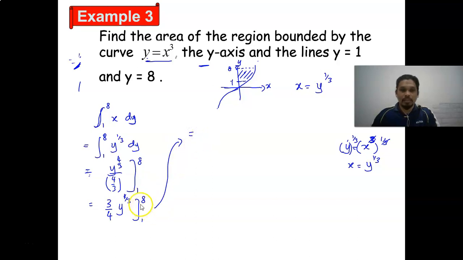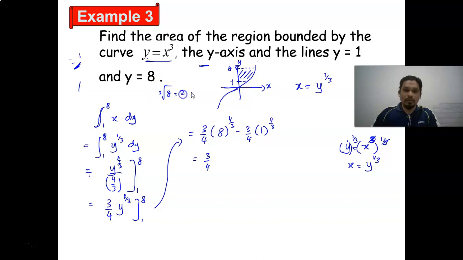So now equal to, substitute with 8 first, so 3/4 times 8 to the power of 4/3, minus 3/4 times 1 to the power of 4/3. Okay, look at this one here now. It's a cube root. Cube root of 8 equal to 2, 2 to the power of 4. Cube root of 8 equal to 2.